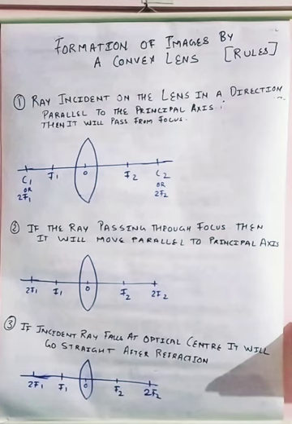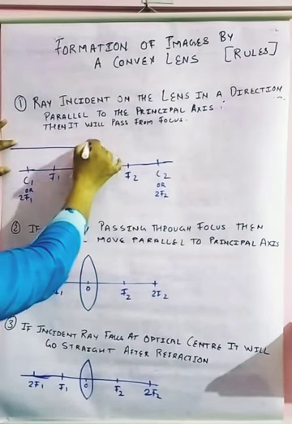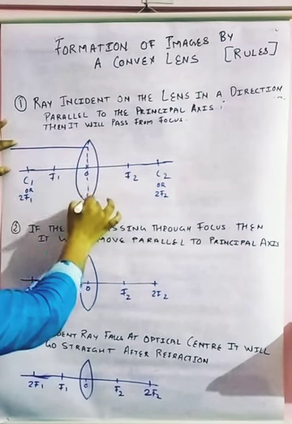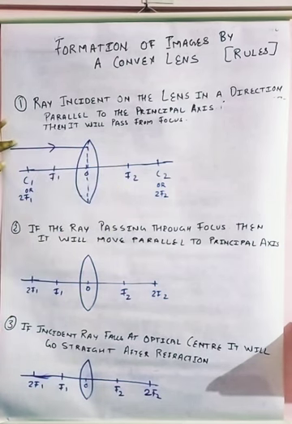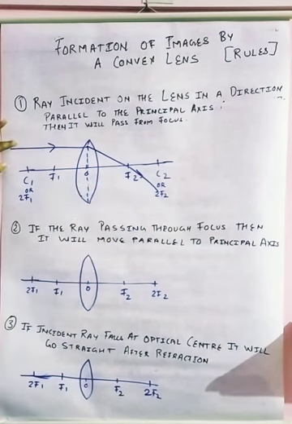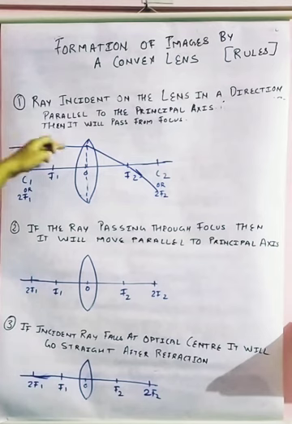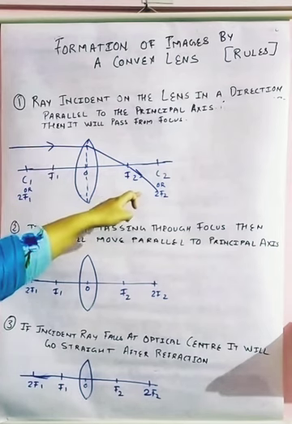You remember in the mirror? When the incident ray is parallel to the principal axis, it will pass through the focus. This is the first rule. When the ray is parallel to the principal axis, it will pass through the focus.